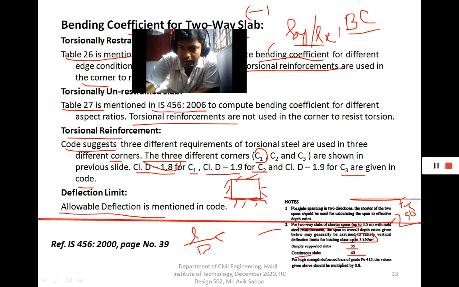For high strength deformed bar, if I use more than Fe 250, that is Fe 415 and Fe 500, the values given above should be multiplied by 0.8. So if I use Fe 415 or Fe 500, then you multiply 0.8 with the above value. Okay.